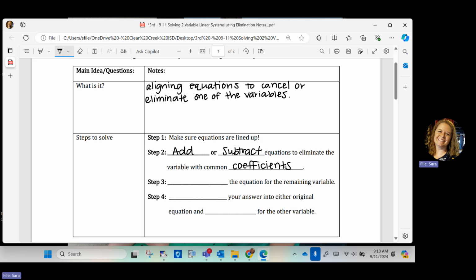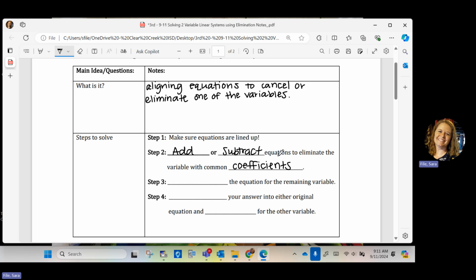What's a coefficient again? Yeah, the number right up in front of the variable. So if I have 5x, 5 is the coefficient. So we're going to try to align the equations and look at the 2 variables. We're going to look at the x's and the y's and see which ones have common coefficients. Those are the ones that we eliminate. If they don't have common coefficients, we'll talk about how to get them to where they have common coefficients.